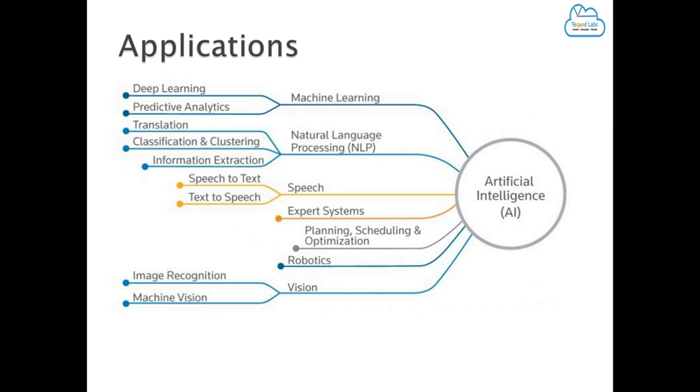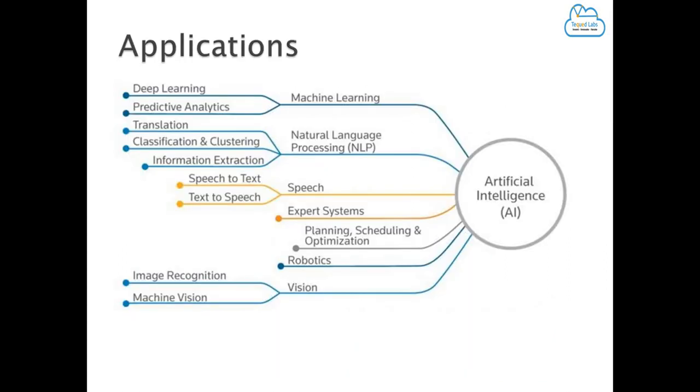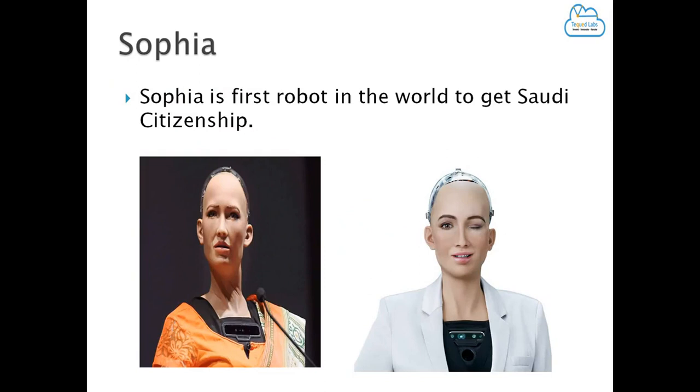I have a few examples that we can go through. The first example is Sophia. Sophia is a humanoid robot that was created by Hanson Robotics. Hanson Robotics is a Japanese based robotics company, which is trying to create human-like robots. So all the concepts that we studied, that is text to speech, speech to text, predictive analytics, computer vision where it can recognize and identify different people, and other concepts like classification and translation, where it can speak different kinds of languages.